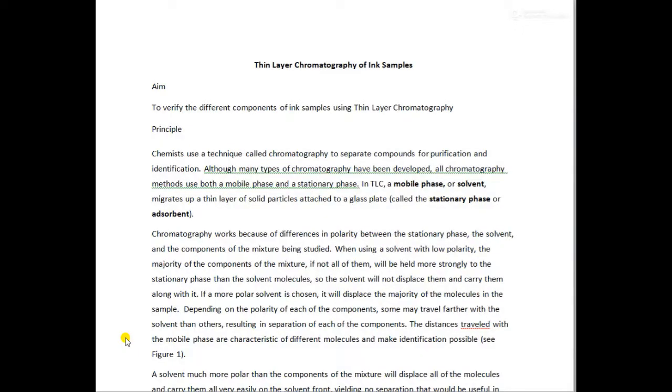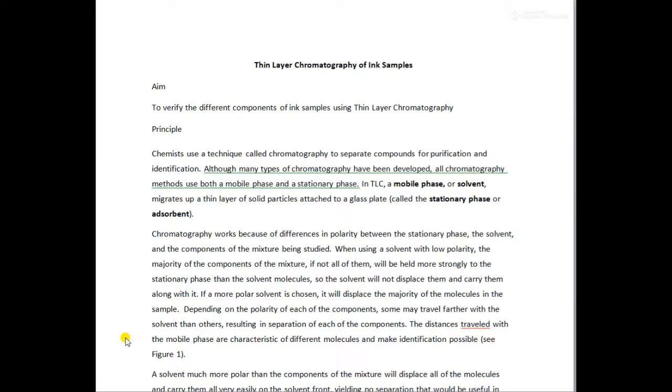Hi dear students, today we will be explaining the experiment of thin layer chromatography of ink samples. Thin layer chromatography is a chromatographic technique where you use a thin layer of silica as a stationary phase. This silica has been placed on a glass plate and it serves as the stationary phase or the adsorbent. Onto this, you spot samples, like the ink samples, and a mobile phase is used to separate the different components of the ink sample.